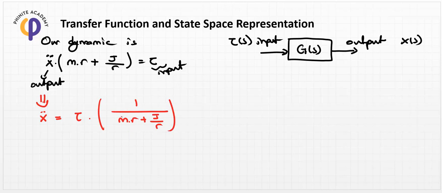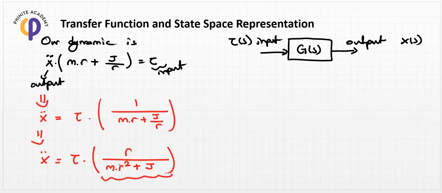Torque times 1 divided by (m times r plus j divided by r). This is our representation. If we organize this formula, x dot dot must be equal to torque times r divided by (m r square plus j). This is the specific formula to represent the analog parameters like the mass parameter, the spring or the damping ratio.